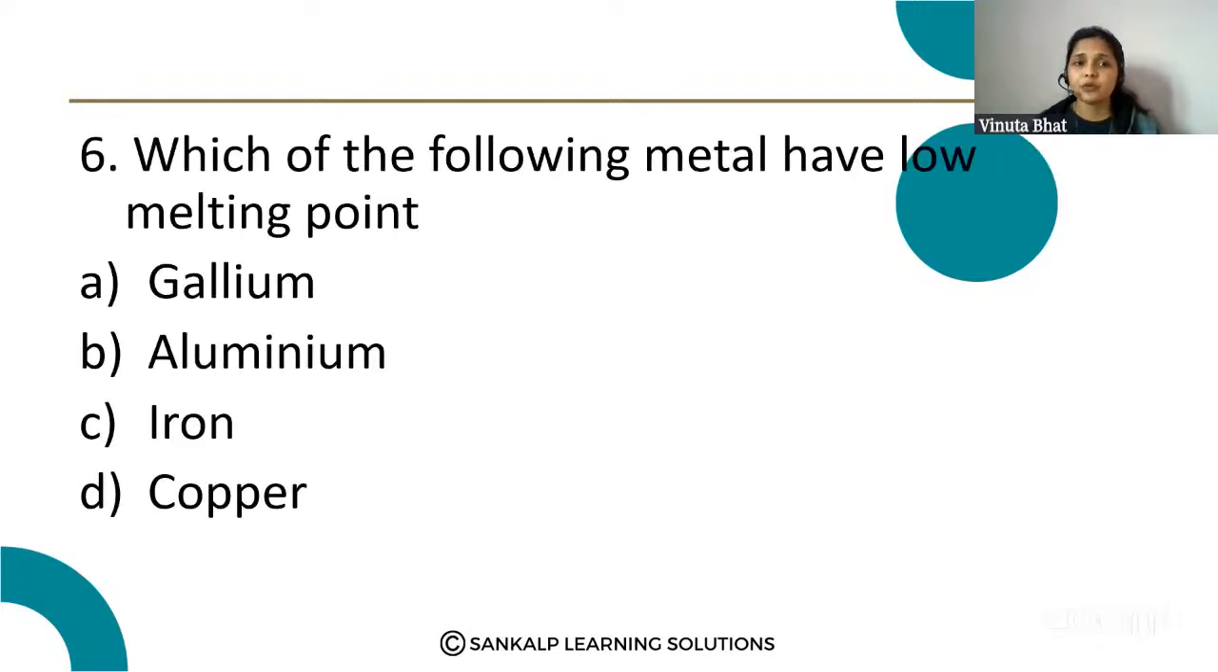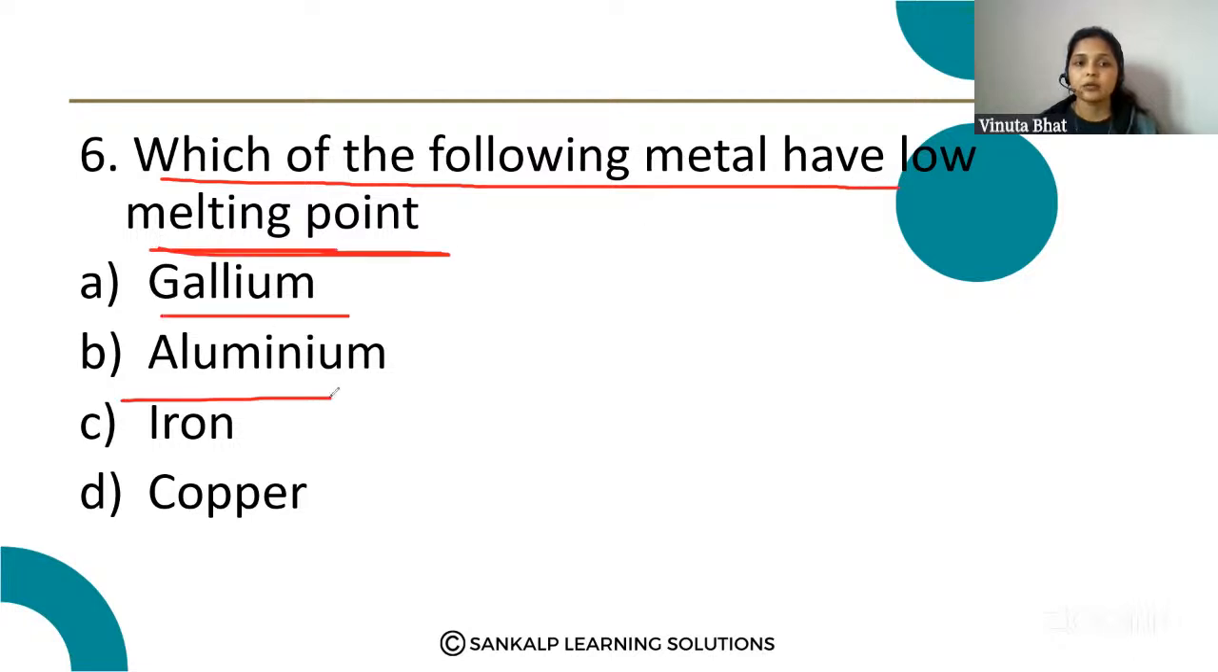Which of the following metals has a low melting point? Option A, gallium. Option B, aluminium. Option C, iron. And option D, copper. Please note down the question. Which of the following metals has a low melting point? Gallium, aluminium, iron, copper.